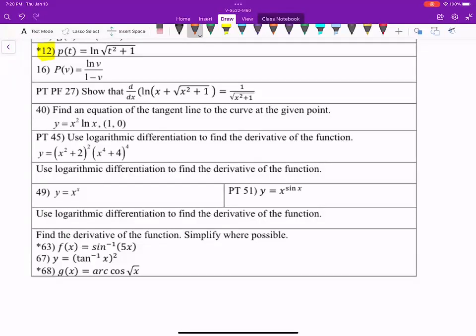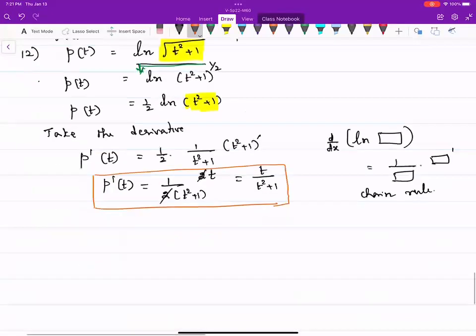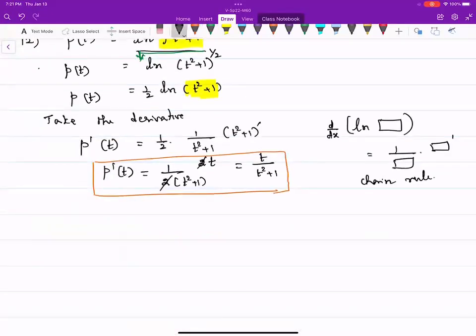As I said, whichever says practice test or practice final, those problems would have been done in the practice exam videos. So let's try this one, which is a new problem in this handout. It is also a practice exam question, number 51: y equals x to the power sin x.